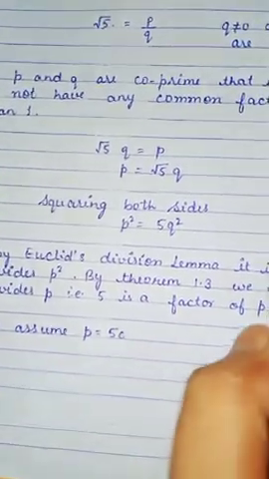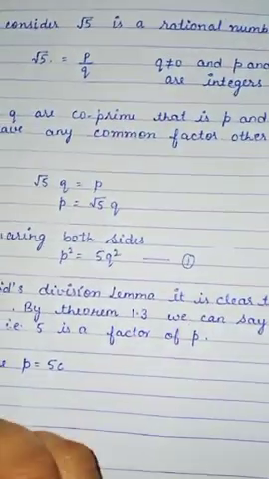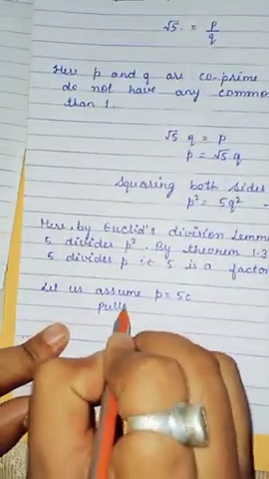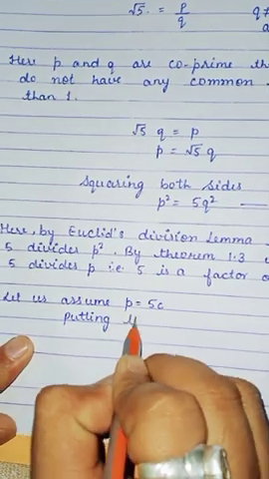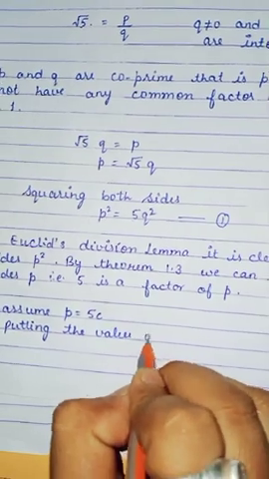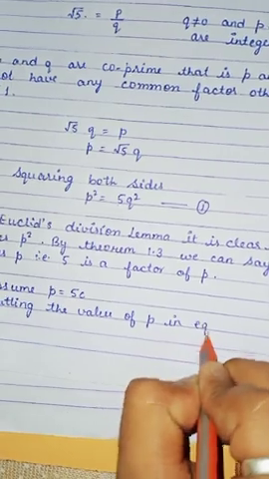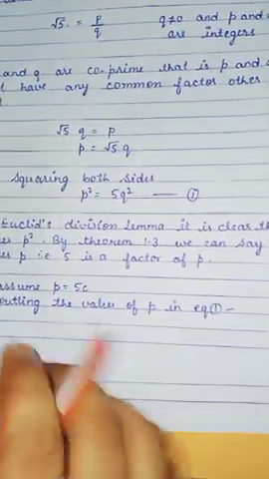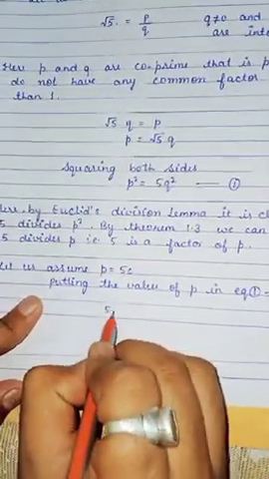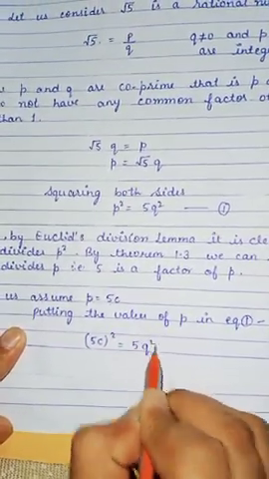Now take this one as equation 1. Putting the value of P in equation 1. So here we'll be putting the value of P in equation 1. So what it will be? 5C whole squared equals to 5Q square.